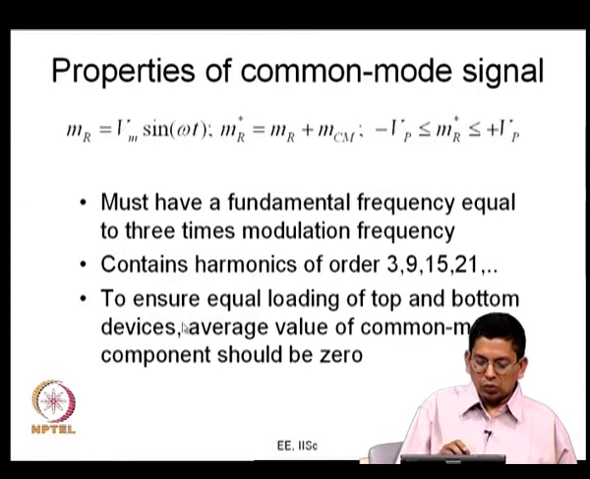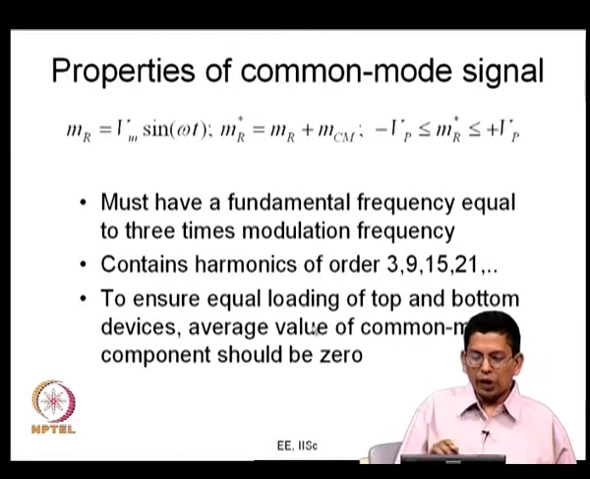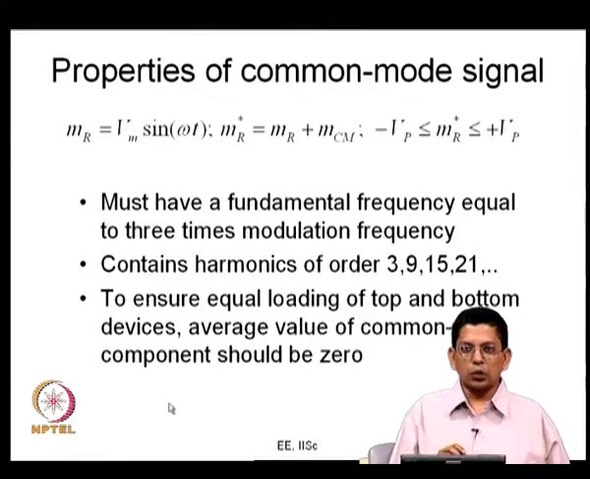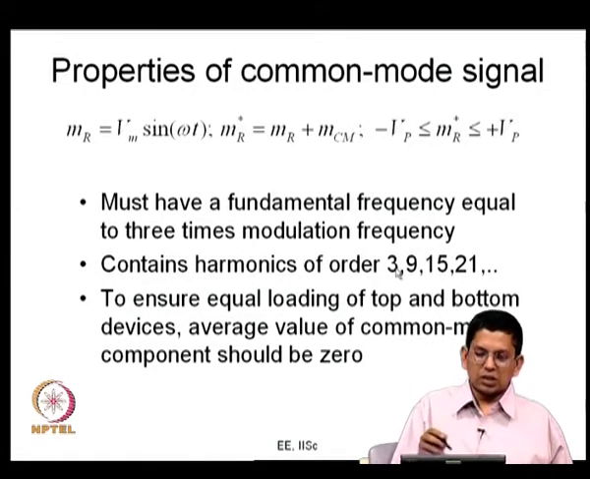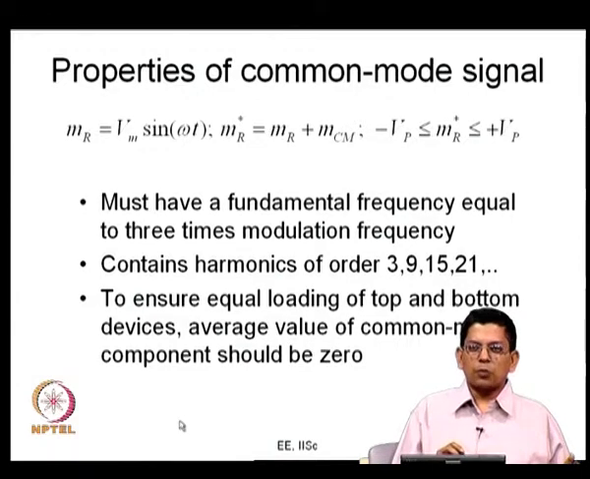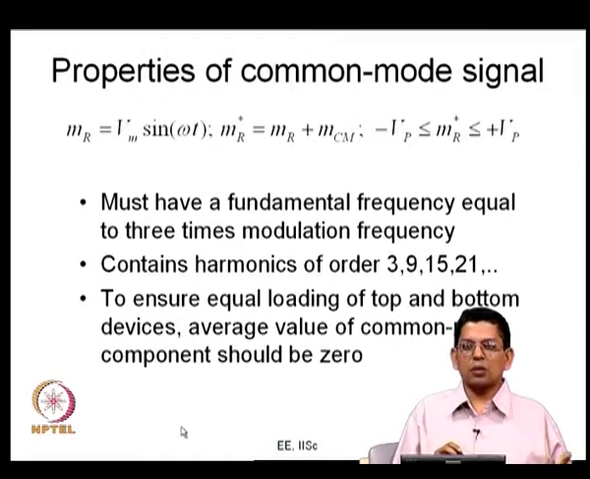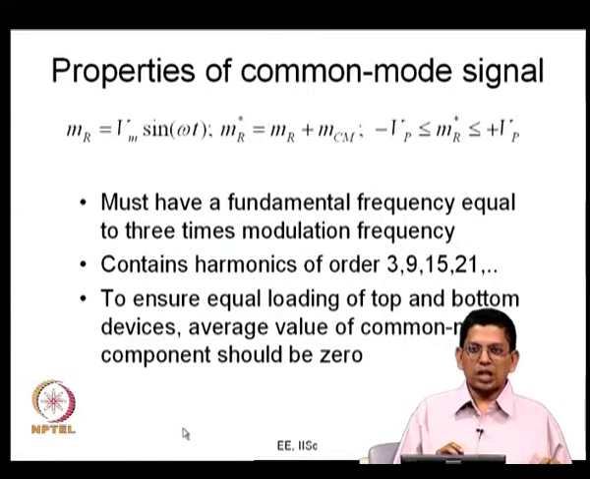And then to ensure equal loading of top and bottom devices, you have to make sure that the average value of the common mode component should be equal to 0. This is again one factor that you have to consider. Subject to these constraints, it is possible for you to generate several kinds of common modes. The only question is, what is the advantage in adding a common mode? One advantage would be that some common modes can give you an increased DC bus voltage. Sometimes they can give you a reduction in the pulsating torque and so on.